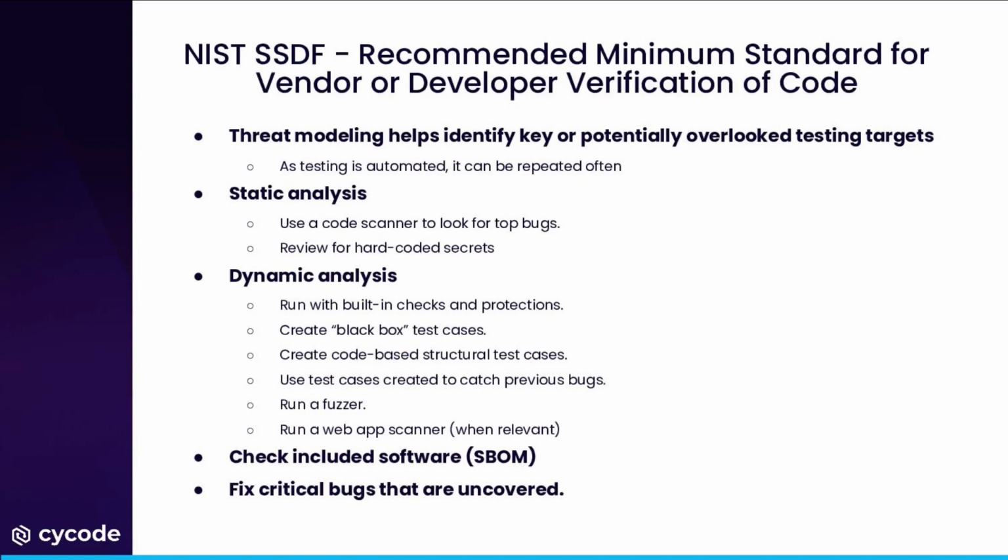Now, the recommended minimum standard for vendor or developer verification of code entails industry best practices. Static analysis and dynamic analysis, also known as SAST and DAST, are well-known and respected methods of vulnerability detection. Threat modeling helps identify key and potentially overlooked testing targets. And as we mentioned before, checking included software through a software bill of materials is also recommended. Most importantly, though, is fixing critical bugs that are uncovered and also introducing policy, which prevents vulnerabilities from reoccurring.